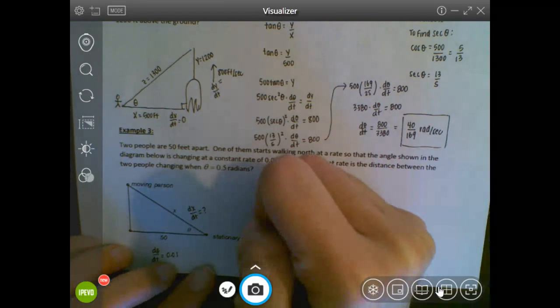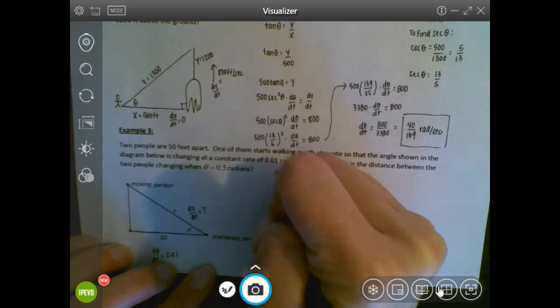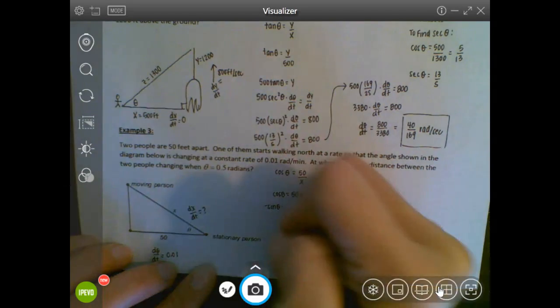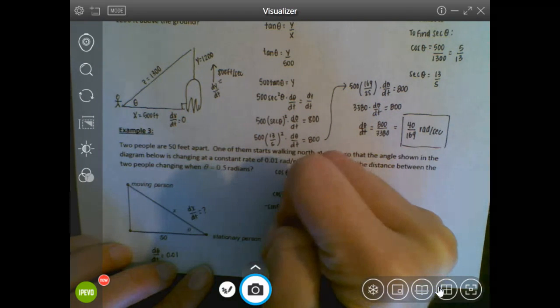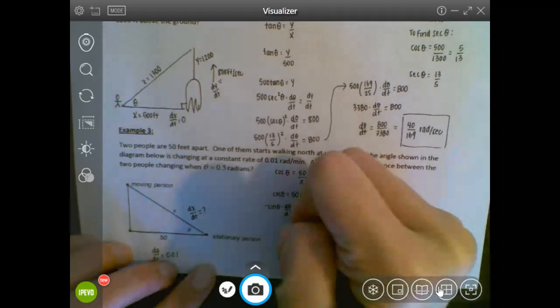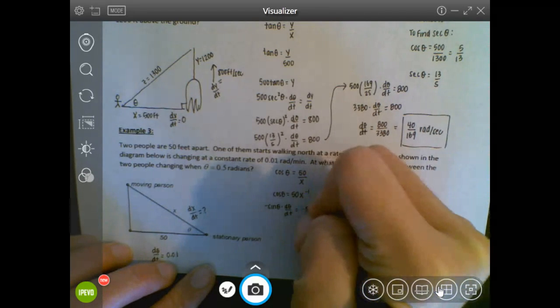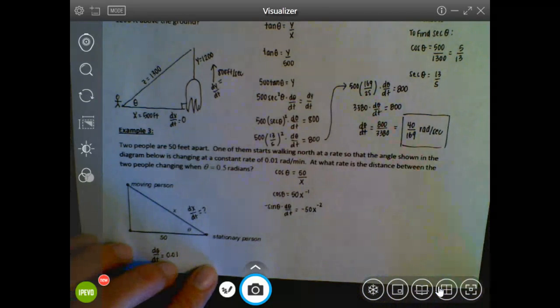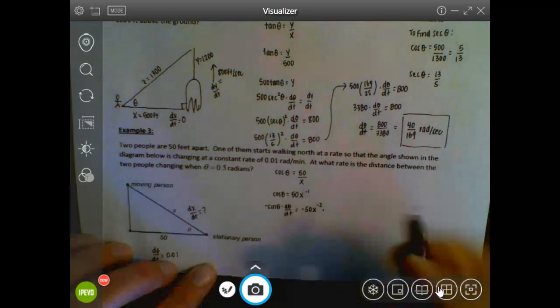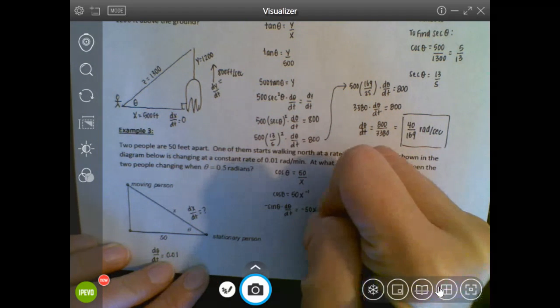So the derivative of cosine is going to be negative sine of theta, but again we have to make sure that we are differentiating this theta, so d theta dt. And then over here, bring down the exponent, so that's going to give me negative 50x, decrease the exponent by 1, and then again we do have to differentiate that variable x with respect to time, so dx dt.